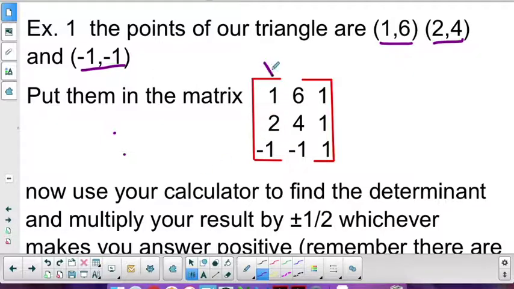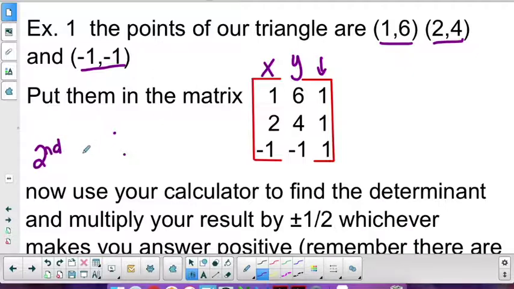And notice, this is the x column: 1, 2, negative 1. This is the y column, and this is the extra column of ones that we throw in there. Okay? Now, this is a 3 by 3, and this goes in your calculator specifically. And in your graphing calculator, this is how we do this.